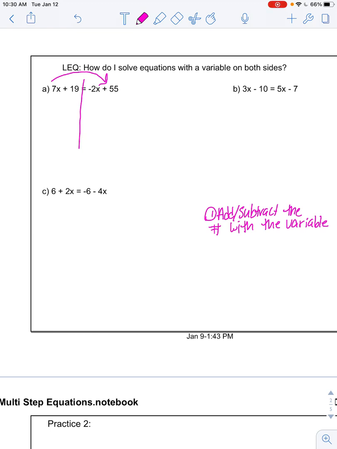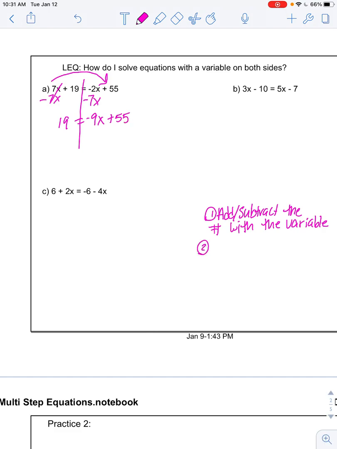So if I look at the left, 7x is the number with the variable. It is a positive 7x, so I'm going to go ahead and subtract that from both sides. This is where combining like terms comes into place, because I'm going to subtract my 7x from my negative 2x. I can't subtract 7x from 19, and I can't subtract 7x from 55 because neither of those numbers have an x. You need to keep x's with x's and numbers with numbers. So on my left-hand side, I'm left with 19 equals negative 2x minus 7 gives me negative 9x, and then bring down my plus 55.